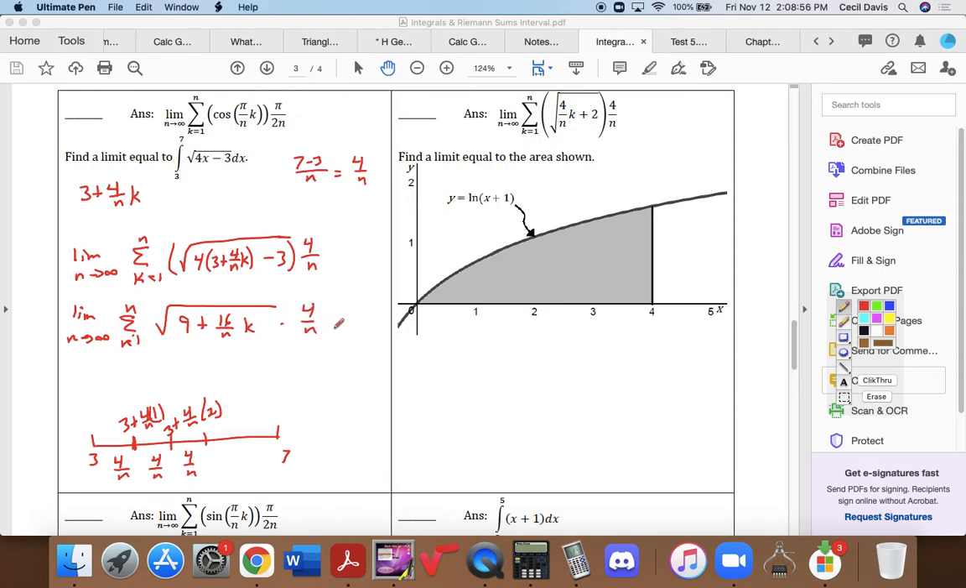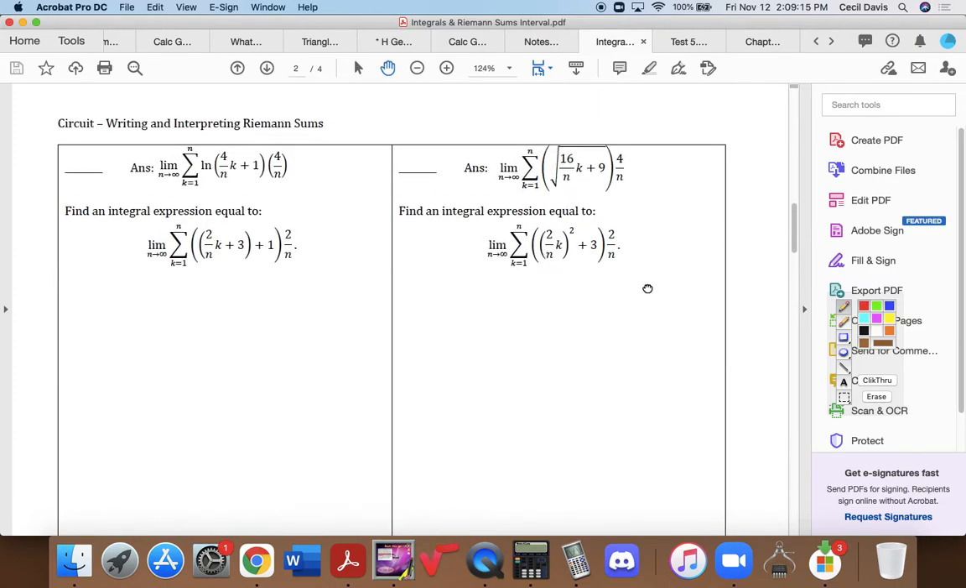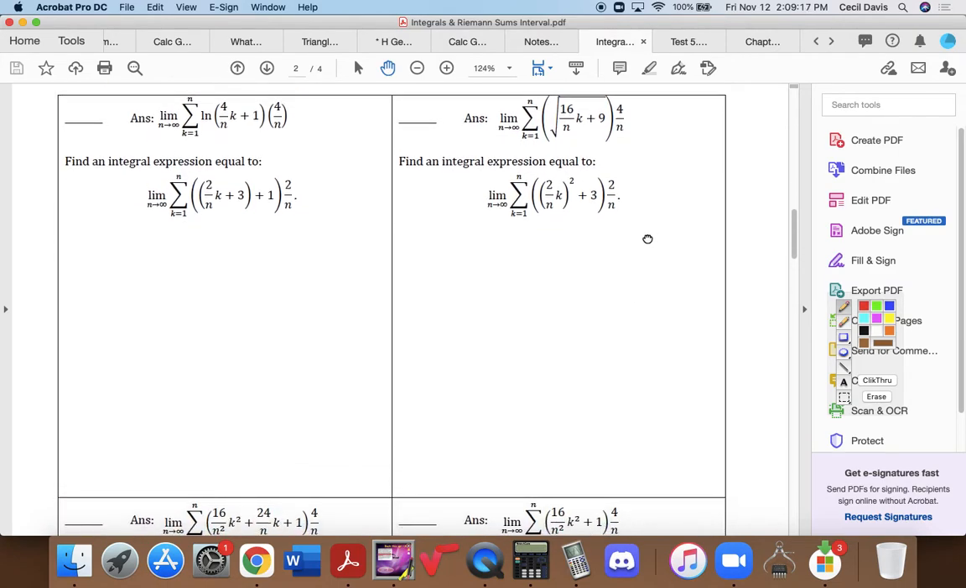times 4 over n. Is that one there someplace? Sure is. Where is it? On the second page, the top right corner. Yep.